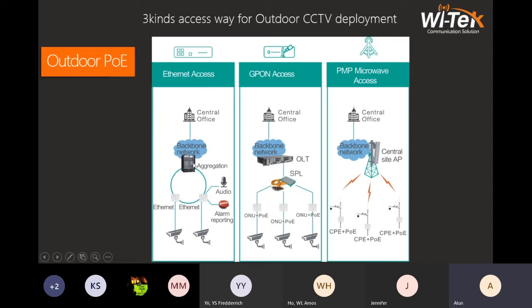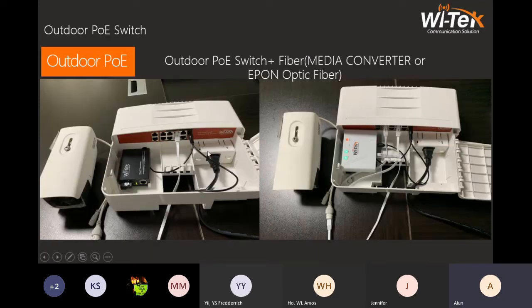That means you can connect by cable, or you can use GPON or fiber. You can use a GPON system. You can even use a wireless system, point to point or point to multiple point, to transmit the video data to the central room. Because our outdoor PoE switch has a DC output port, it can output DC to power up a media converter, or a GPON ONU, or a wireless CPE, or even a 4G CPE, a 4G router.